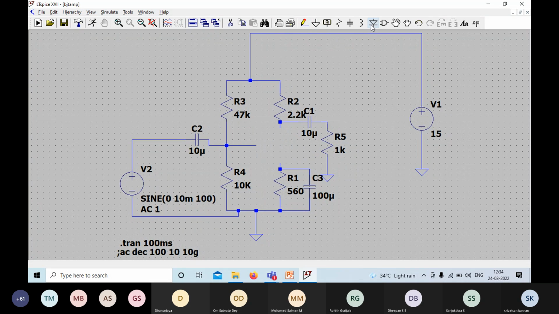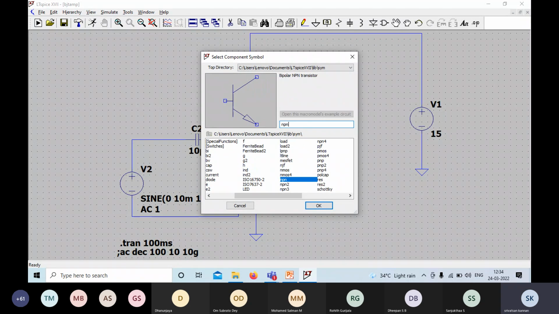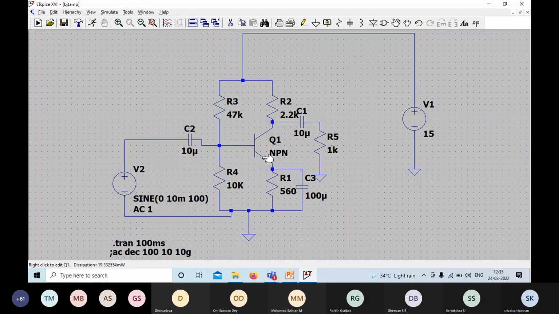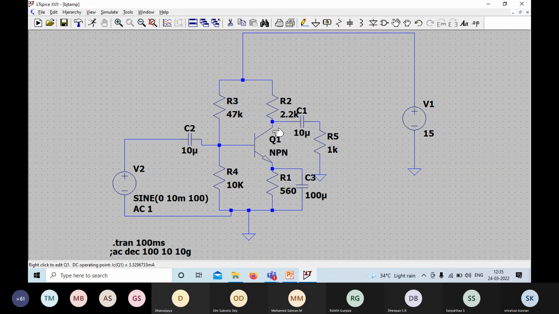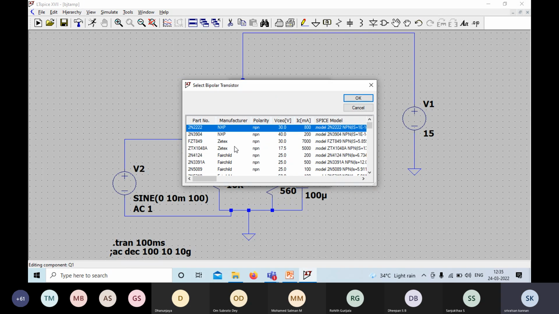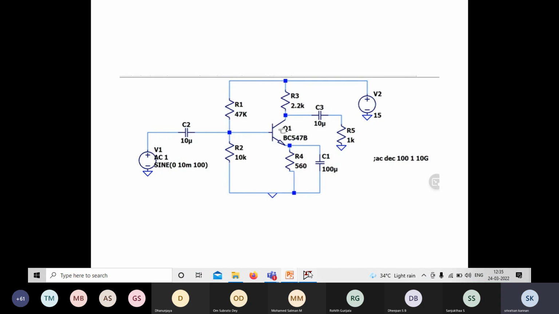So once again, NPN. Place it like this and then go to the transistor part. Pick new transistor. What is the number of the transistor? 547B.